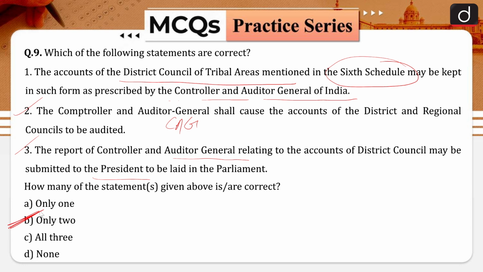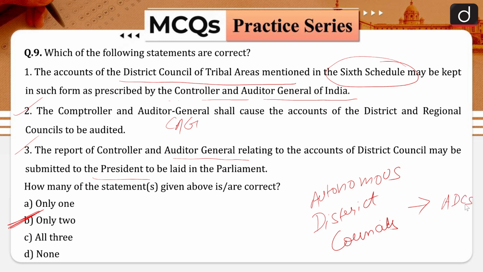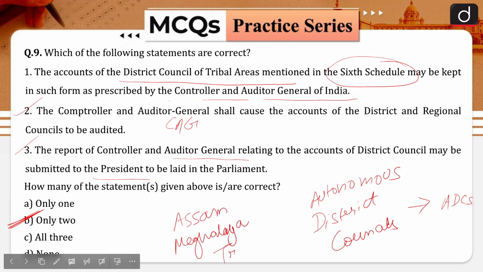The 6th Schedule in the Indian Constitution has established the Autonomous District Councils, or the ADCs, in 4 northeastern states, namely Assam, Meghalaya, Tripura and Mizoram.